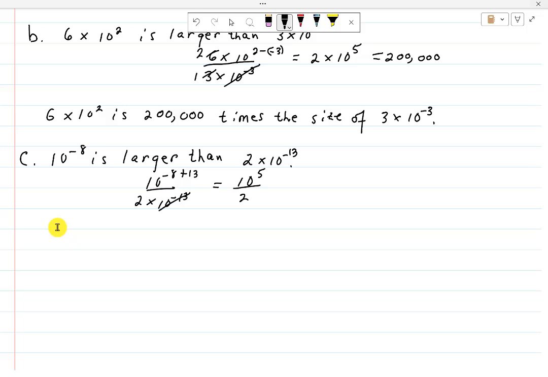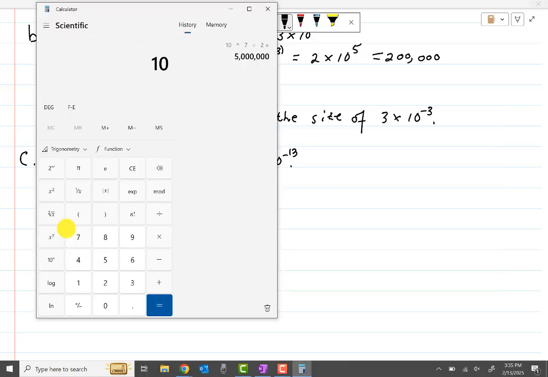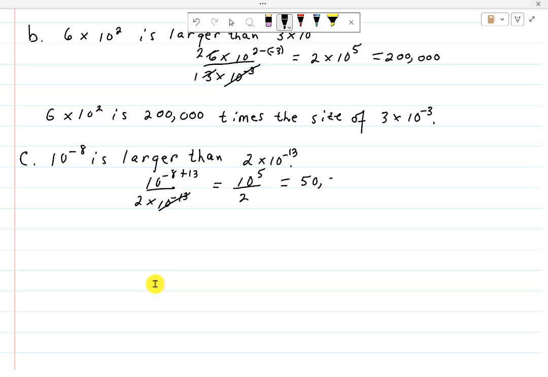Let me use my calculator to give me that number then. So if 10, hit your X to the Y button, and then divided by 2. Looks like 50,000. Since there are 4 zeros there, this is 5 times 10 to the 4th.